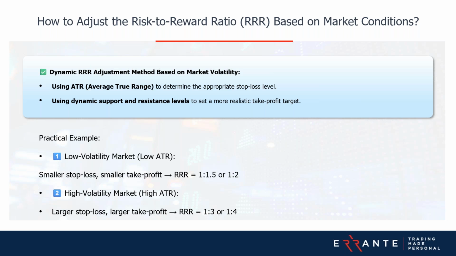But there is another method to discuss, using dynamic support and resistance for take profit targets. Setting take profit targets without market context is a mistake, guys. Instead of arbitrary levels, align take profit with strong support or resistance zones. For example, in a low ATR market, we have a ranging or sideways market, with price moving within a clear range. Take profit should be set near the next support or resistance level, not at a random ROI level, okay?